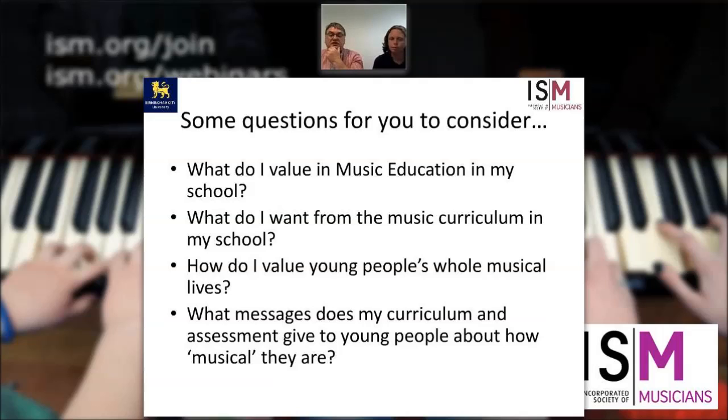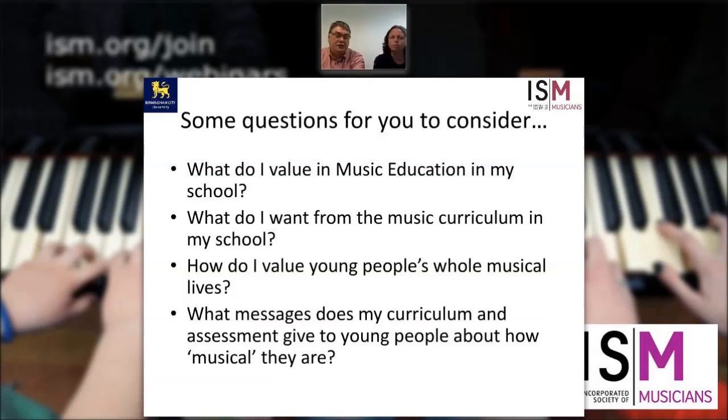What do I want from the music curriculum in my school? And there's a question there about what the music curriculum entails. As Ali said, is extracurricular, or is that part of the curriculum? How do you view it? There's some important questions there for teachers to ask. That also links to the way that children perceive themselves as musicians, whether they are musical or not, whether they consider their whole musical self, or just their musical self in the classroom, or whether they devalue themselves musically because of that. How do I value young people's whole musical lives?